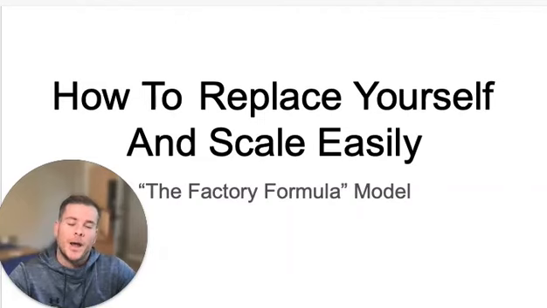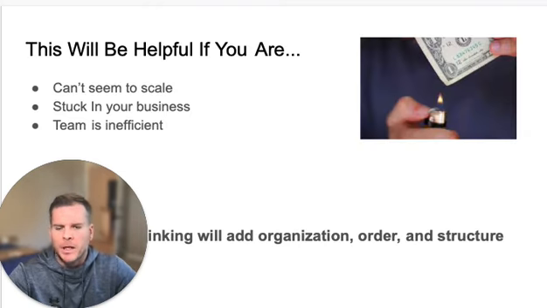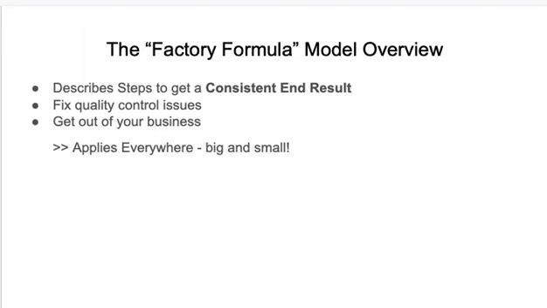I'm going to talk today about how to replace yourself and scale easily in your business using the factory formula model. I also call it the assembly line model. I'm going to turn my camera off, but this will be helpful if you can't seem to scale, if you're stuck in your business, if you feel your team's inefficient or you have quality control issues. This is going to take away complexity and add organization and order to your company.